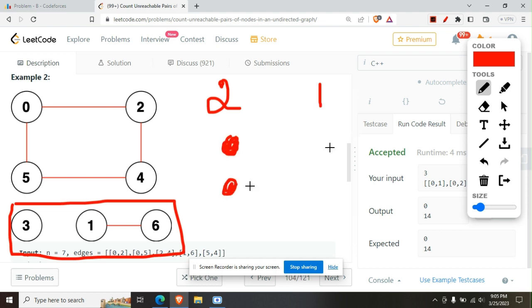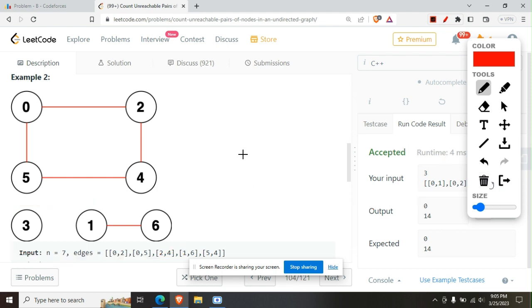Now we see in 3 there is only one node. How many pairs can be formed from here? If you see, we have two nodes here and we have one node. So this node will form a pair with this one, so one. Or this node will form a pair with this one. So the number of pairs that we can form is 2.